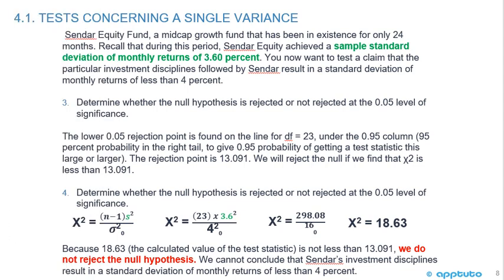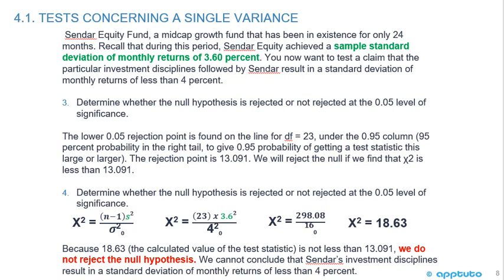Now we're going to determine whether the null hypothesis is rejected or not rejected at the 5% level of significance. As I just showed on the previous slide, the lower 0.05 rejection point is found for the line of degrees of freedom equals 23 under the 0.95 column. And so the rejection point is 13.091.